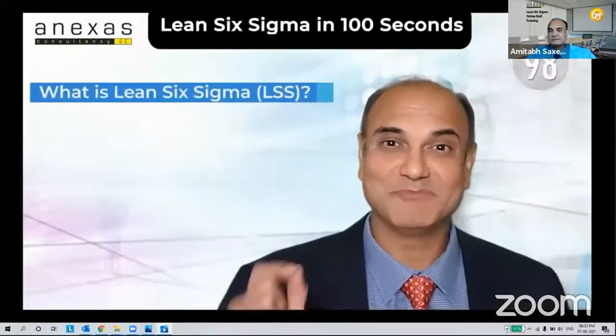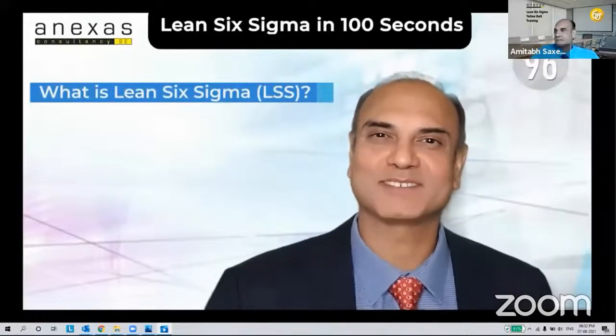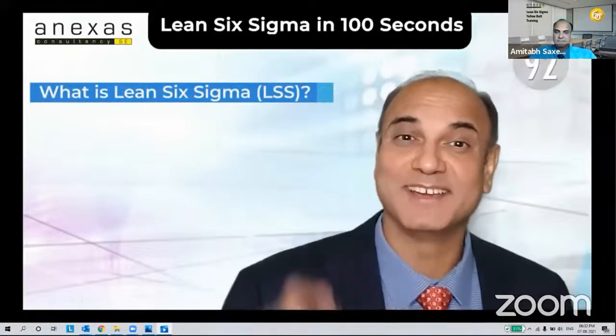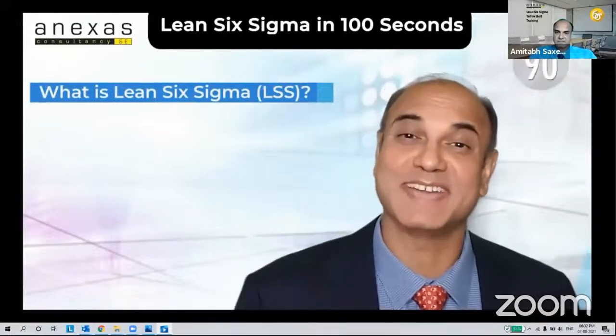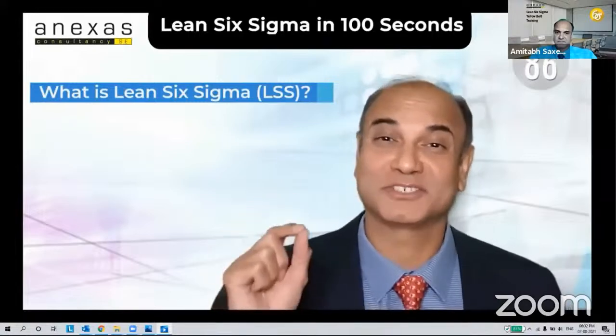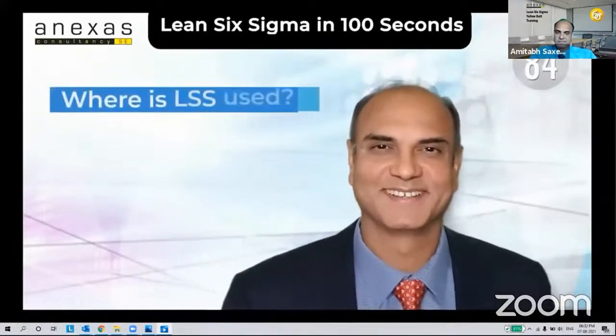Lean and Six Sigma is an improvement methodology which reduces costs, defects, errors, cycle times, and increases customer satisfaction, resulting in better efficiency and higher profits. In short, it does whatever a CEO or shareholders want.